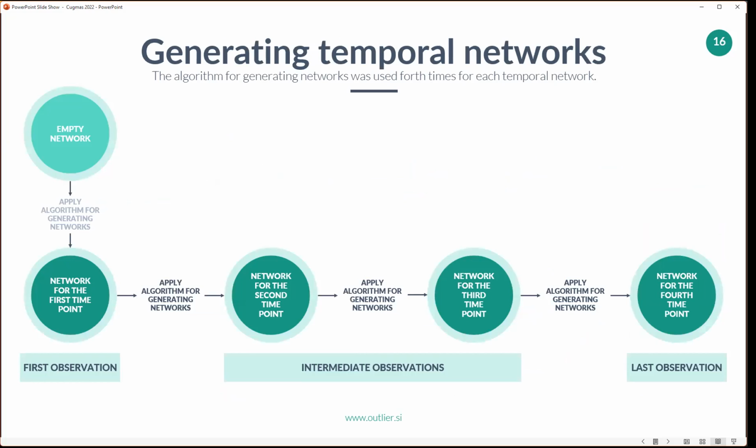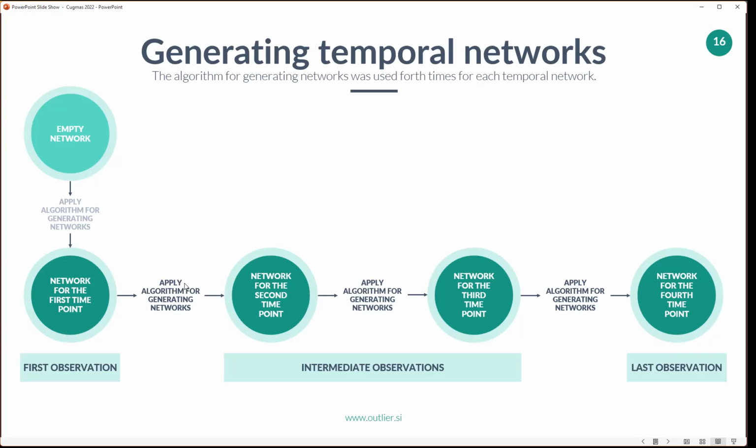We have to apply this algorithm several times. First, we apply this algorithm on the empty network. So the initial network is the empty network, and then we obtain the network for the first time point. We apply the algorithm first on the empty network because we wanted to have the links already from the first observation, the first time point, follow these local network mechanisms.